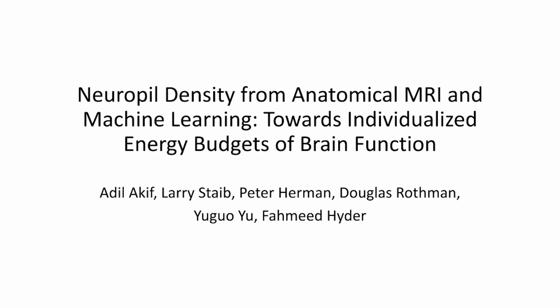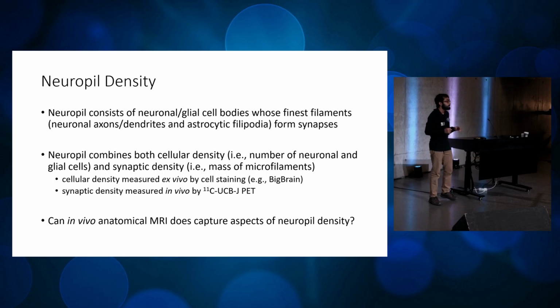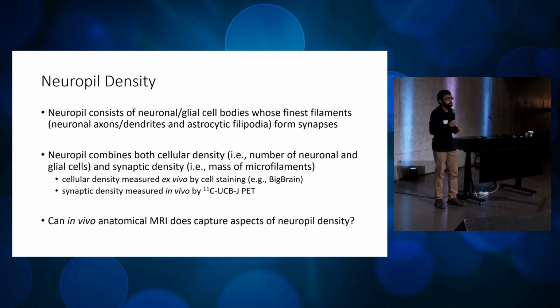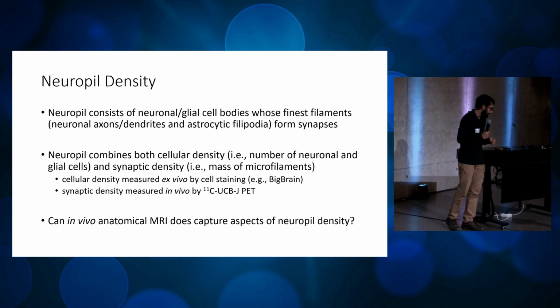I'm a PhD student in the Hydro Lab over at Yale University, and today I'll be talking about our efforts to predict neuropil density from MRI images. When I talk about neuropil density, we're referring to neuronal and glial cell bodies and their filaments which end in synapses. So one way to characterize neuropil density is to look at cell density covering both neurons and glial cells, as well as synaptic density.